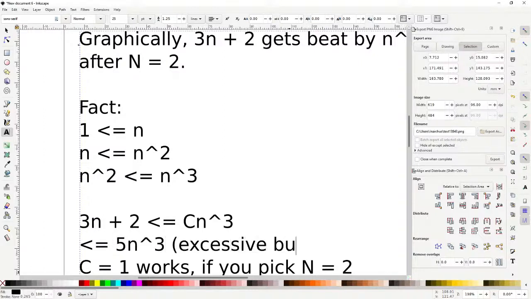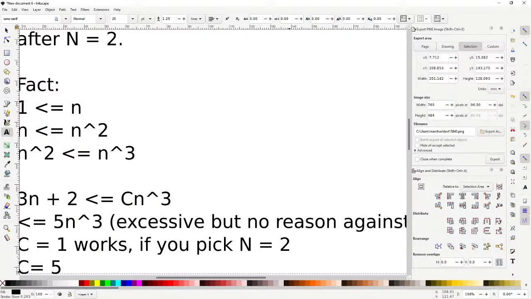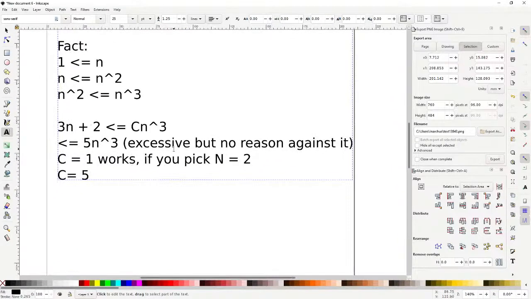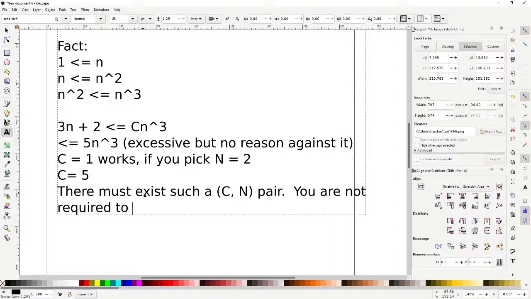Excessive, right? But there's no reason against it, really. Big O does not ask you for the minimal n, or minimal c. All it says is that there must exist such a c, n pair. So there has to be a c and an n. It doesn't say that you are required to pick the best ones.